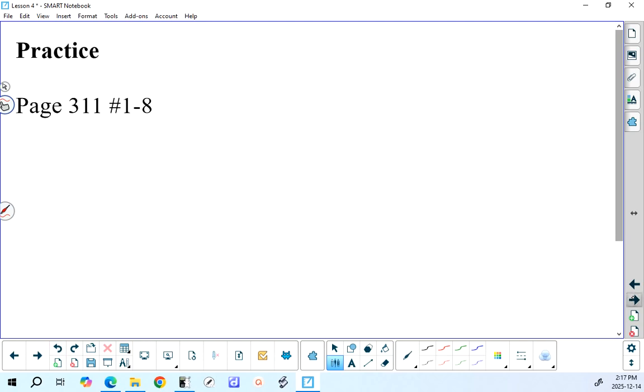Two sides to this lesson. One was identifying whether a relation is a function, and you can use the vertical line test for a graph, but remember, a function is a relation where for each x coordinate going in, you get one and only one y coordinate coming out. And the other side of this lesson had to do with function notation. So on page 311, questions 1 through 8 are the recommended practice problems.